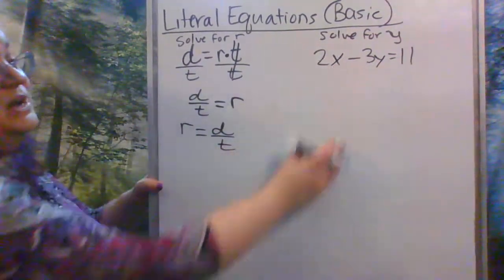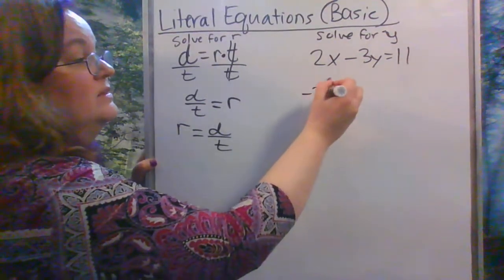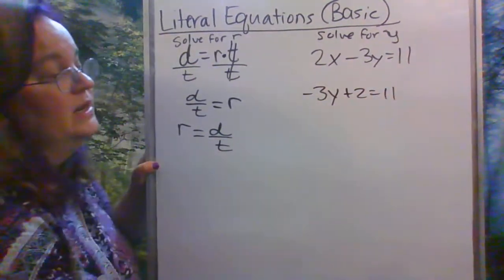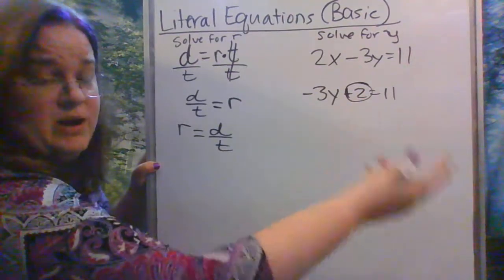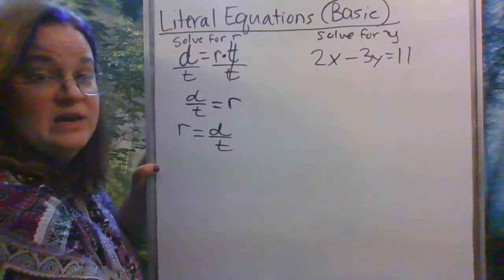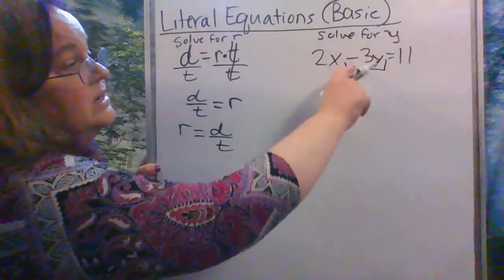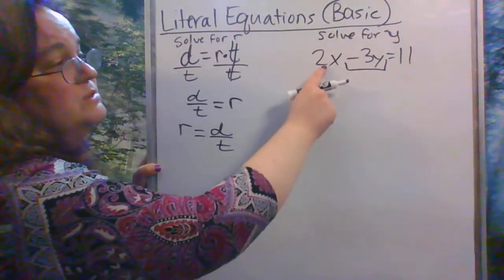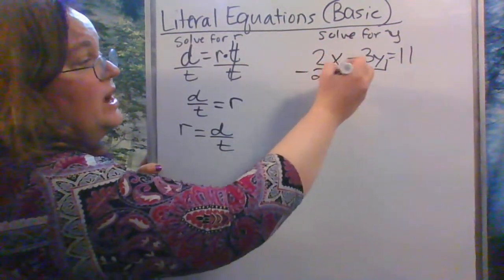So let's take a look at this one. I want to solve for y. If I were doing a problem like negative 3y plus 2 equals 11, I would get rid of the plus thing first, or the minus thing if it was a minus, and then I'd divide by negative 3. I'm going to do the same procedure. I want to get y by itself. I've got a 2x here, so I'm looking at getting rid of it. How do I move 2x to the other side? Right now this is a positive 2x, so I'm going to subtract 2x.